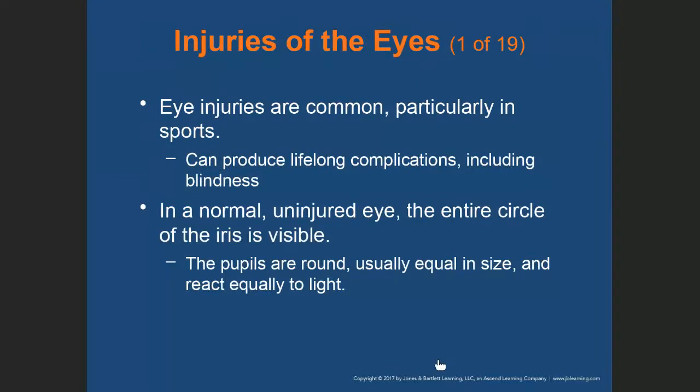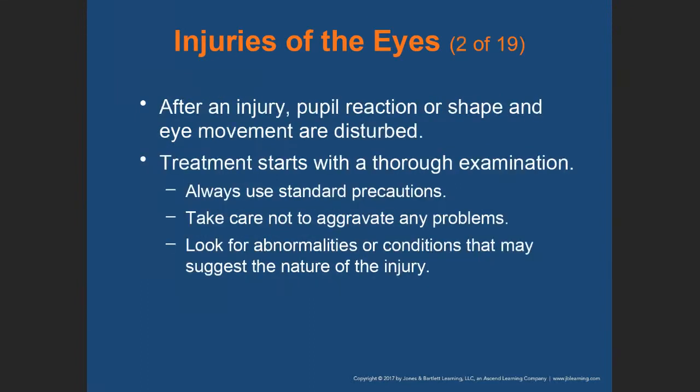Now, injuries specifically to the eyes. Eye injuries are common, particularly in sports injury, and can produce lifelong complications including blindness. In a normal uninjured eye, the entire circle of the iris is visible. The pupils are round, usually equal in size, and they will react to light. And when the left pupil reacts, the right pupil also reacts to light at the same time.